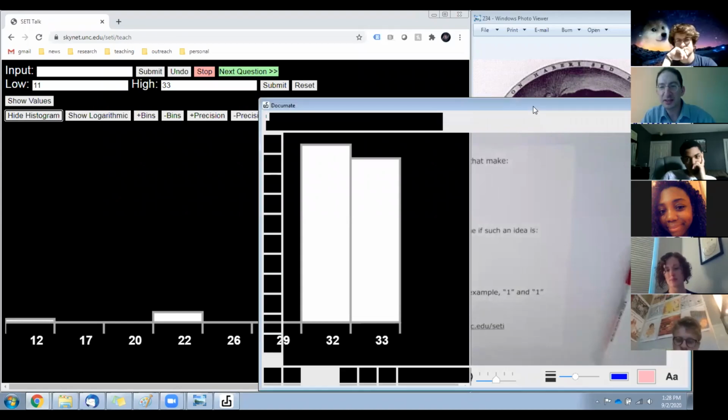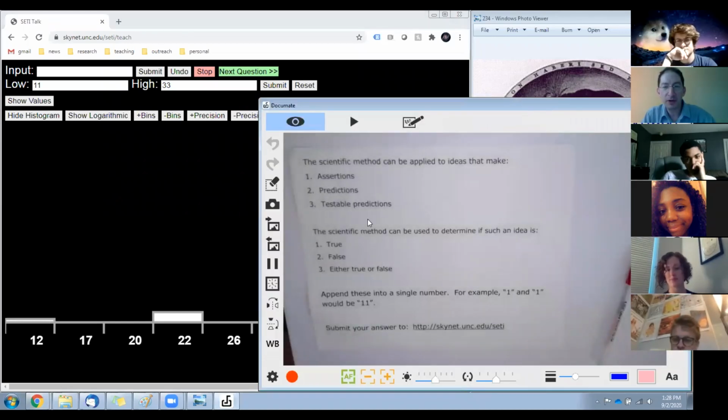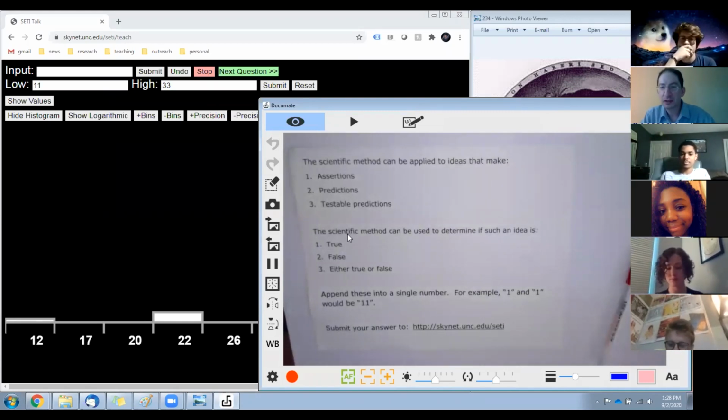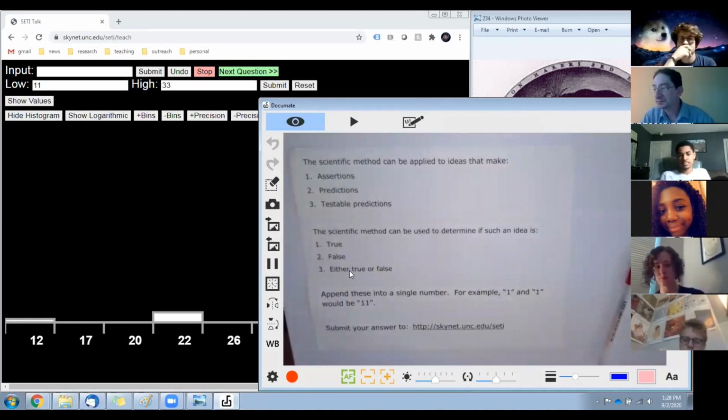So I'm going to send you into the breakout rooms. What you all agreed on is testable predictions. So correct, testable predictions. If someone makes a testable prediction, can we show it to be true, false, or either?